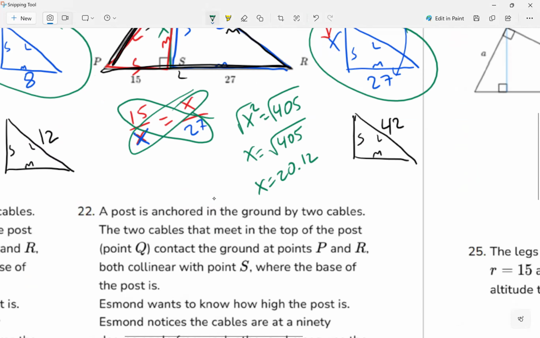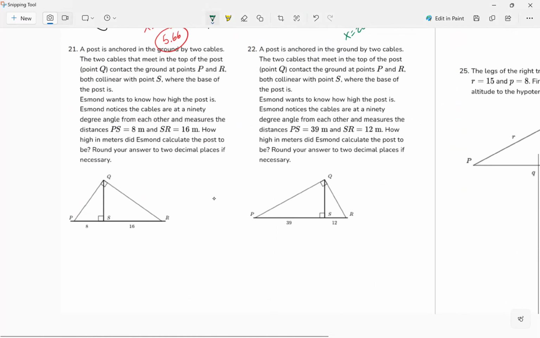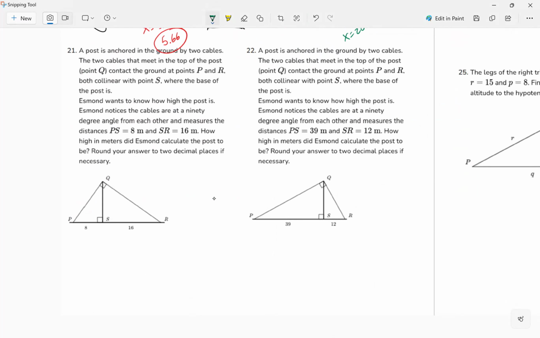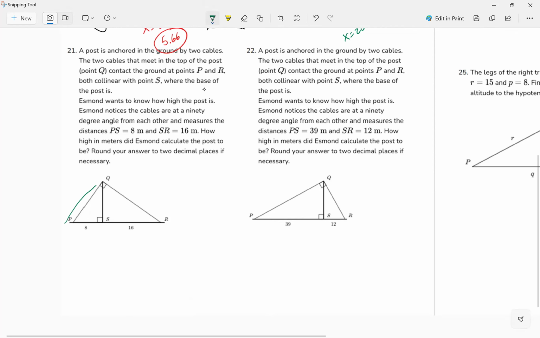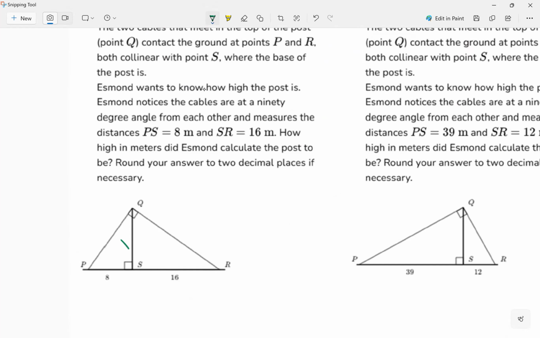Okay. Let's take a look at number 21. A post is anchored in the ground by two cables. The two cables meet at the top of the post, which is point P, and contact the ground at points Q and R. So far what we have said is that there's two cables and they meet at a post here. Esmond wants to know the height of the post. So he wants to solve for the height. I don't know how big it is, so I'm going to call it X for right now.